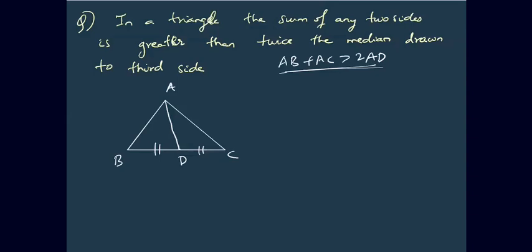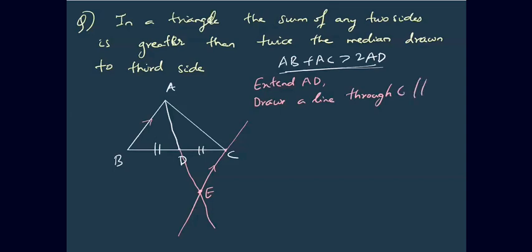Okay, so let us discuss this problem. What I'm doing here is extending AD, and I'm drawing a line passing through C which is parallel to AB, to meet AD extended at point E. This is our construction.